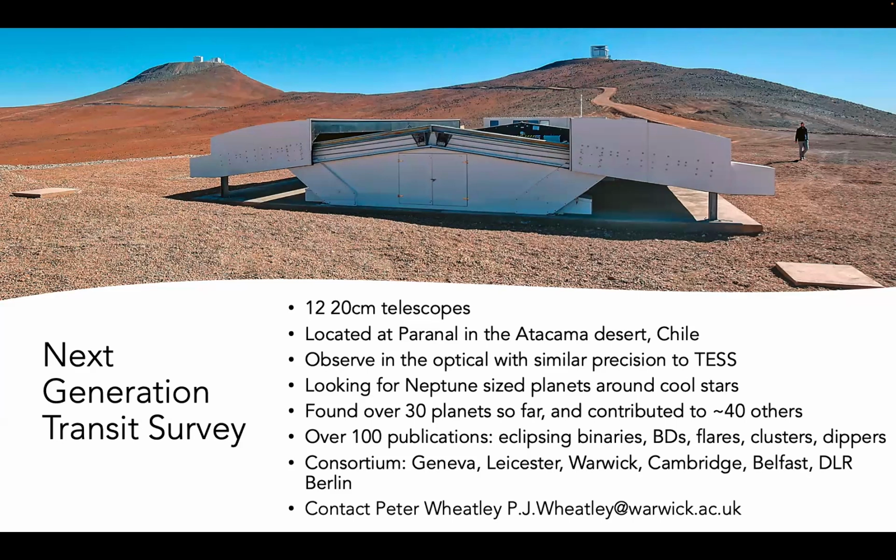And we were designed to look for Neptune-sized planets around cooler stars, because if you're looking at smaller stars, you can find smaller planets. The contrast ratio is better for you. We found 30-odd planets so far. We've contributed to discoveries from 40 others and over 100 publications on various other things: eclipsing binaries, brown dwarfs, flaring objects, cluster science, dippers, because you find tons of stuff in your fields.